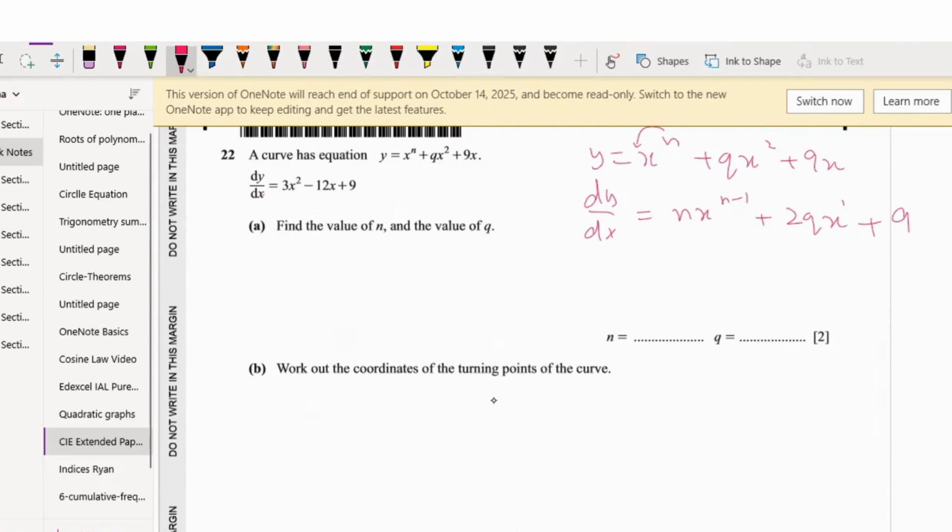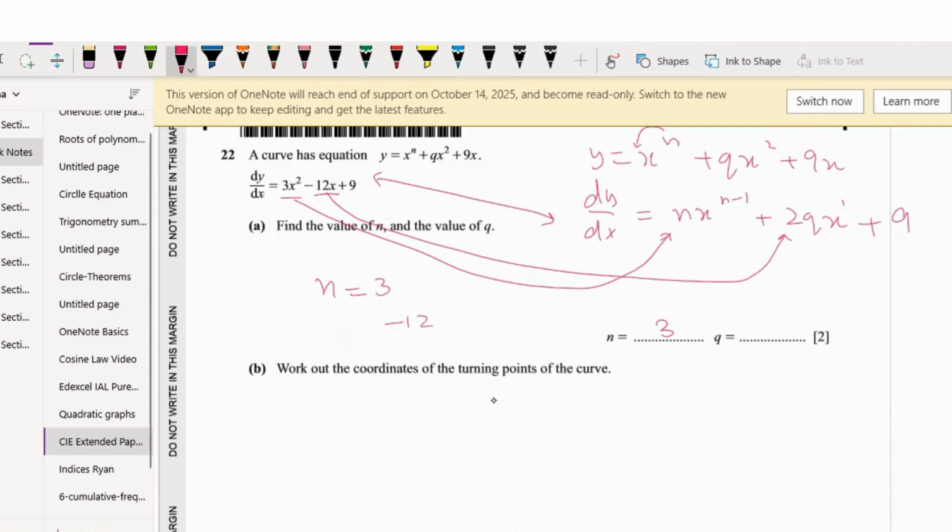Now we compare both of these derivatives in order to get n and q. So 3x squared compared to n times x to the power n minus 1, so n will be 3. And now if you compare the x's, minus 12x compared to 2qx, x with x, you get minus 12 equals 2q. Divide both sides by 2, you get q as minus 6. So n is 3, q is minus 6.